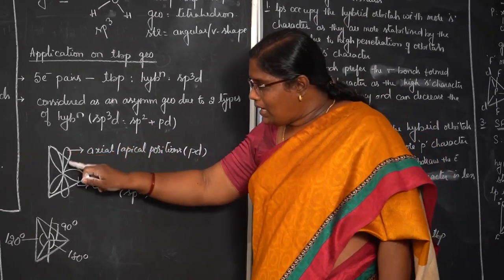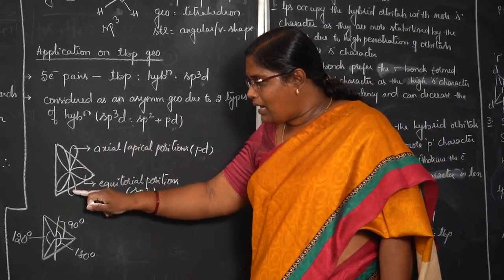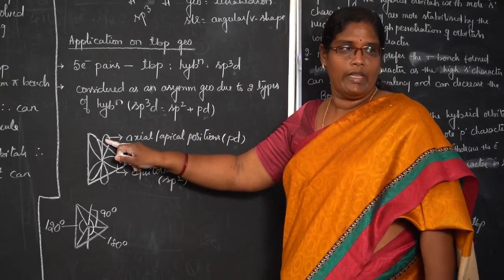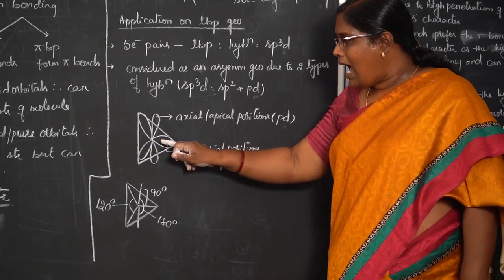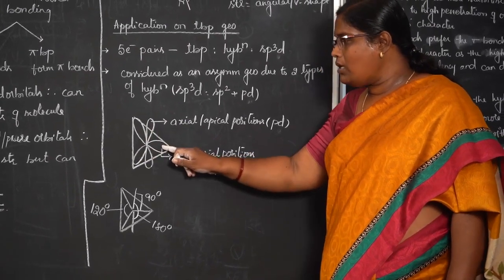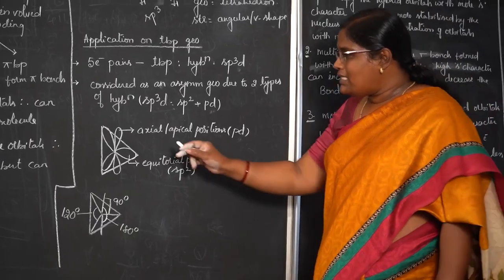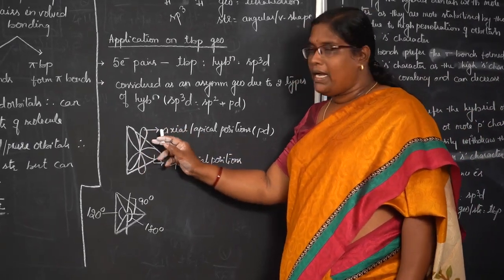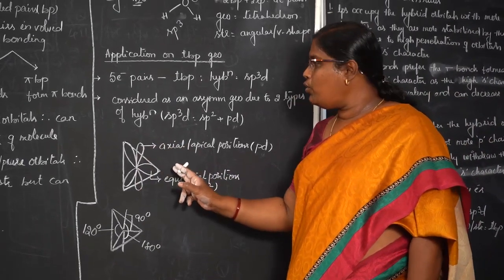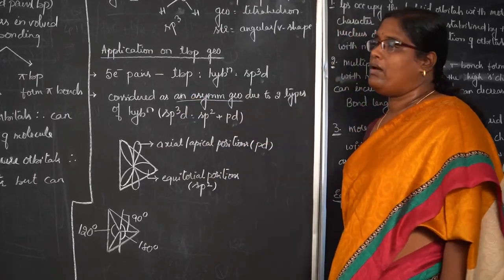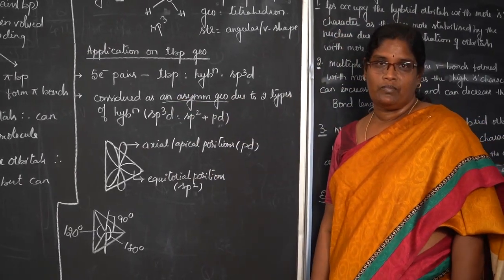So in the apical orbitals, there is no s character. And in the equatorial orbitals, there is no d character. Since the distribution of sp and d characters is not uniform, we call this geometry an asymmetric geometry.